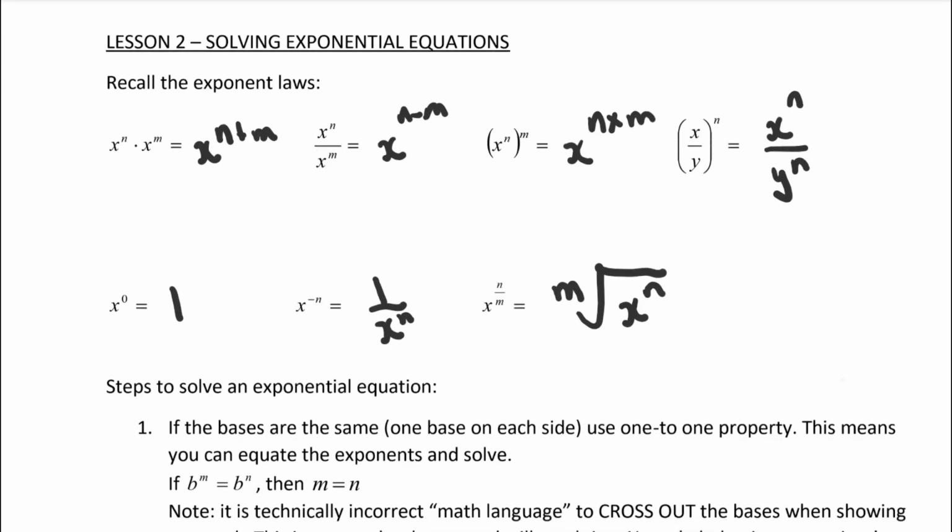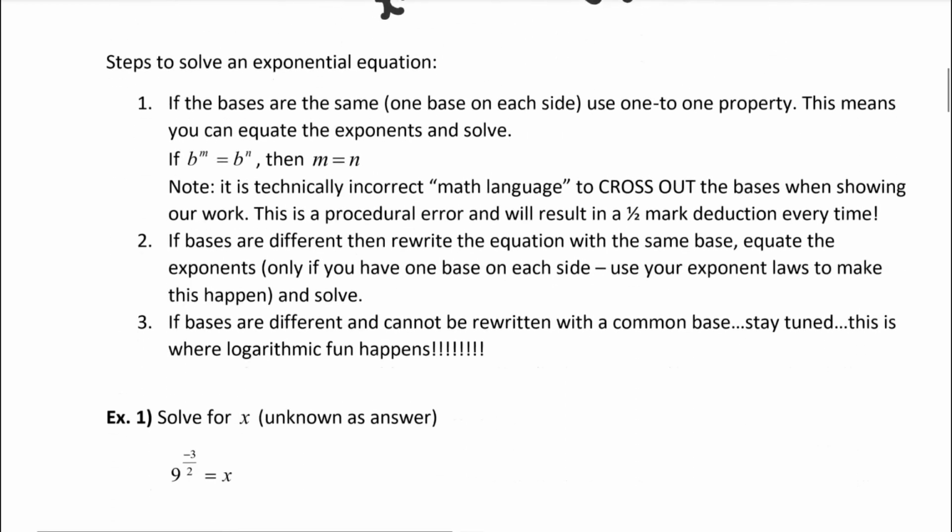All right, so let's go through the steps to solve an exponential equation. Number 1, if the bases are the same, so one base on each side, use the one-to-one property. This means you can equate the exponents and solve. So if b to the power of m is equal to b to the power of n, then m must equal n. Note, it is technically incorrect math language to cross out the bases when showing your work. This is a procedural error and will result in a half-mark deduction each time.